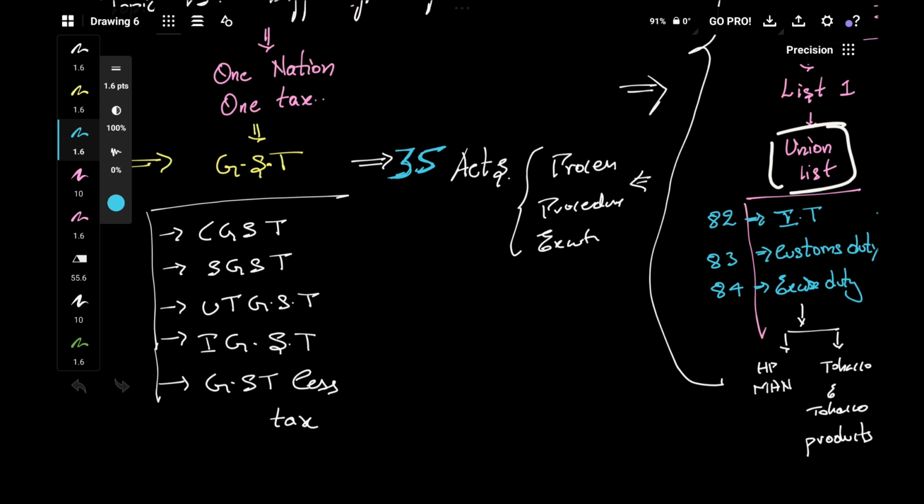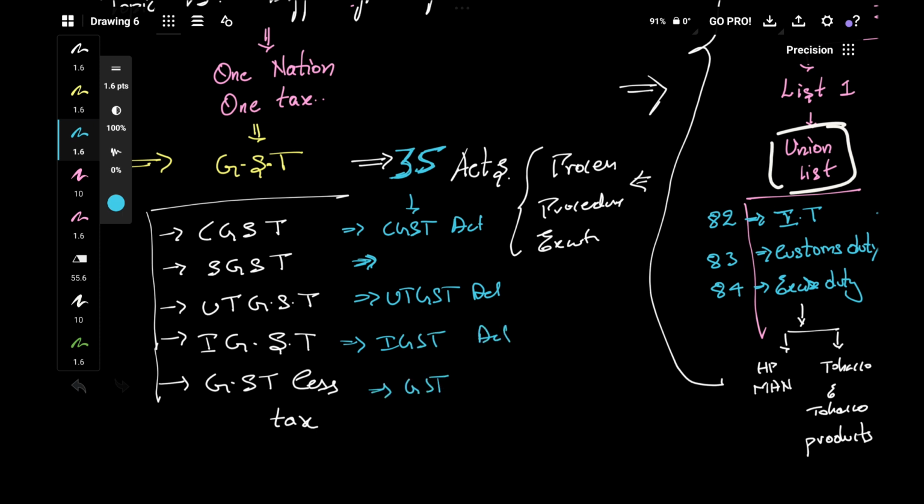In those 35 acts, one is the CGST Act, and the other one is, okay, let's come to SGST last. Another one is the UTGST Act, and another one is the IGST Act, and the last one is the GST Compensation Cess Act. So how many have we completed? Till now, four acts have been completed. So there are other 31 acts that have been passed by different states.